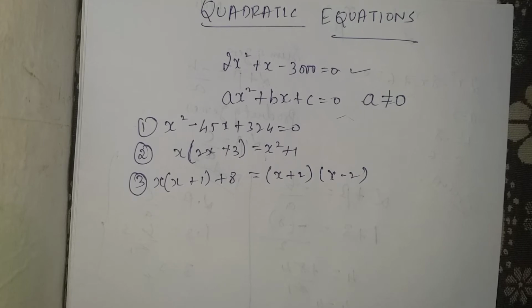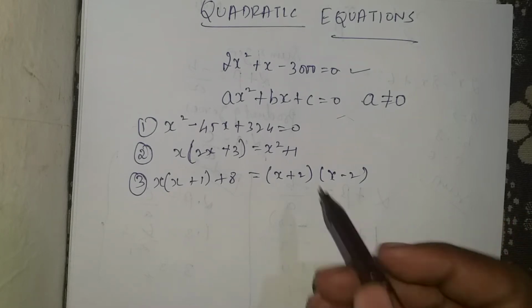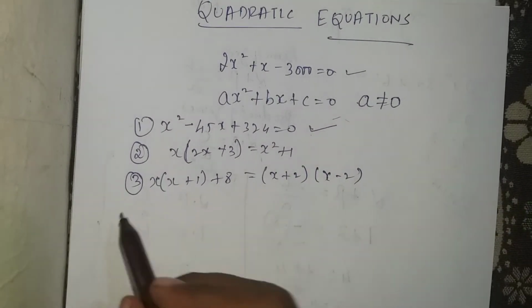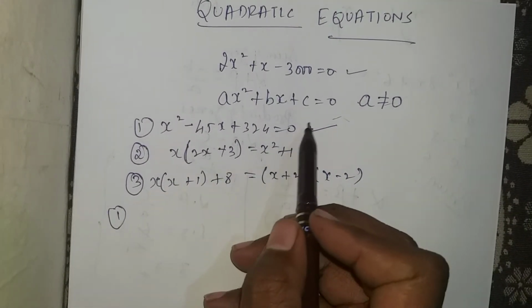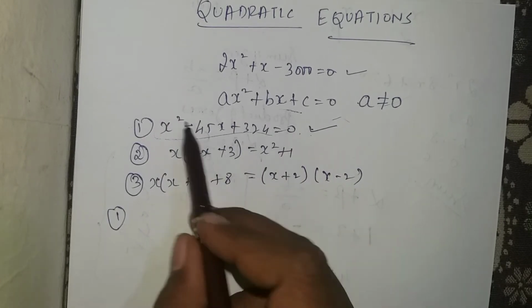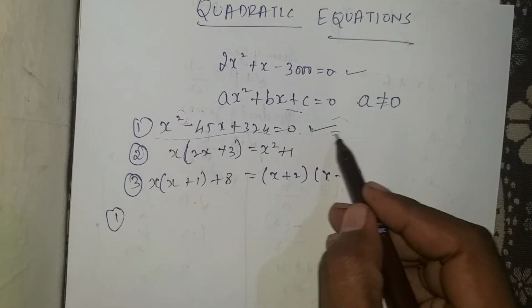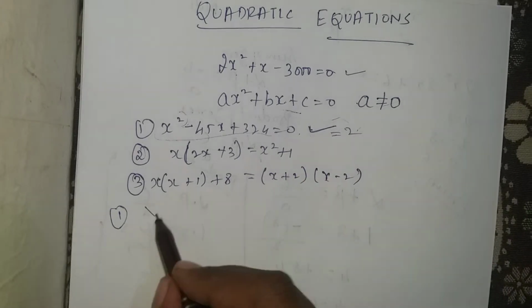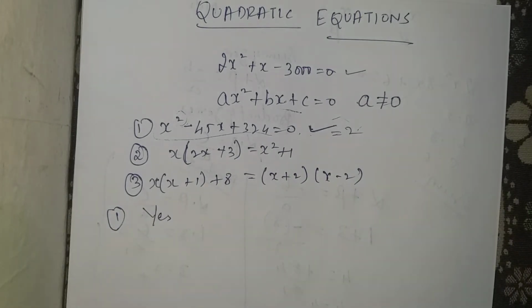Okay guys, I have 3 questions. In these 3 questions, which one is a quadratic equation? What is the meaning of quadratic equation? When the question is solved, the highest power should be 2, not 3, not 4, not even 1, exactly 2. I'll consider the first question. Can you see, what is the degree of the first question? It is solved, so the degree of the first question is 2. So yes, it is a quadratic equation.